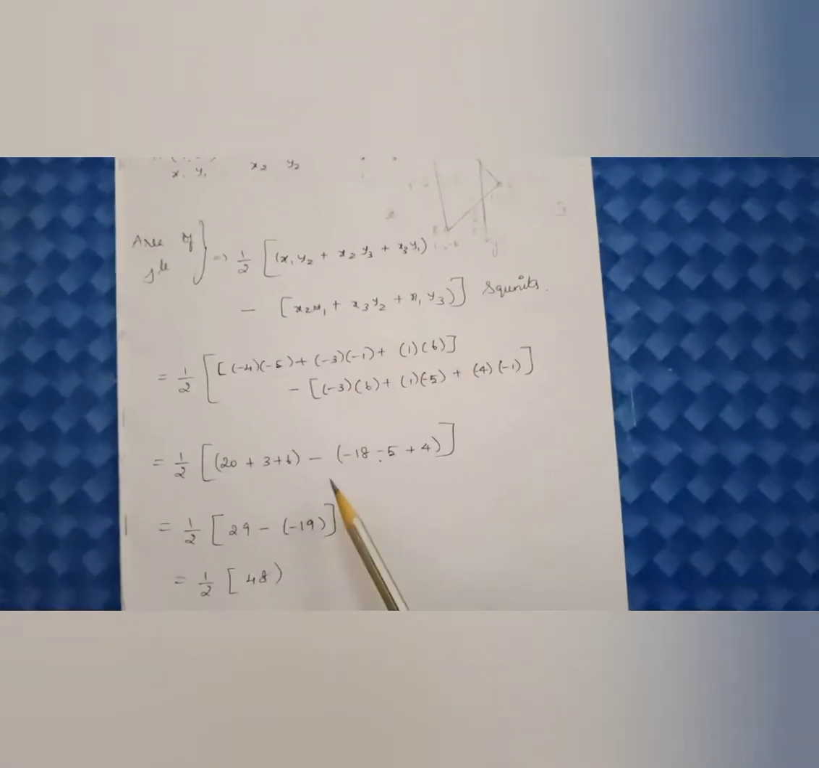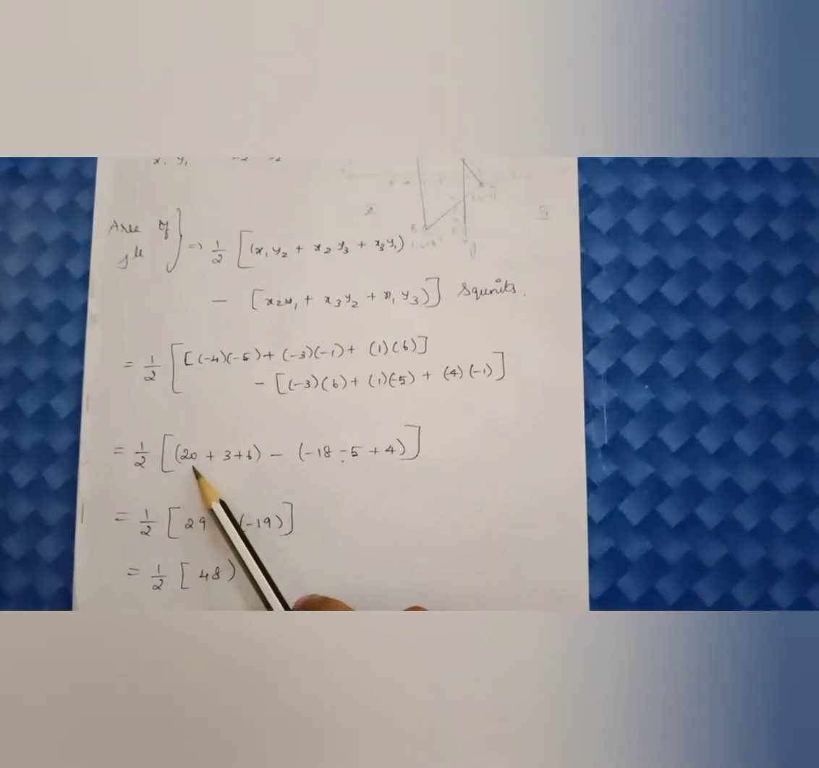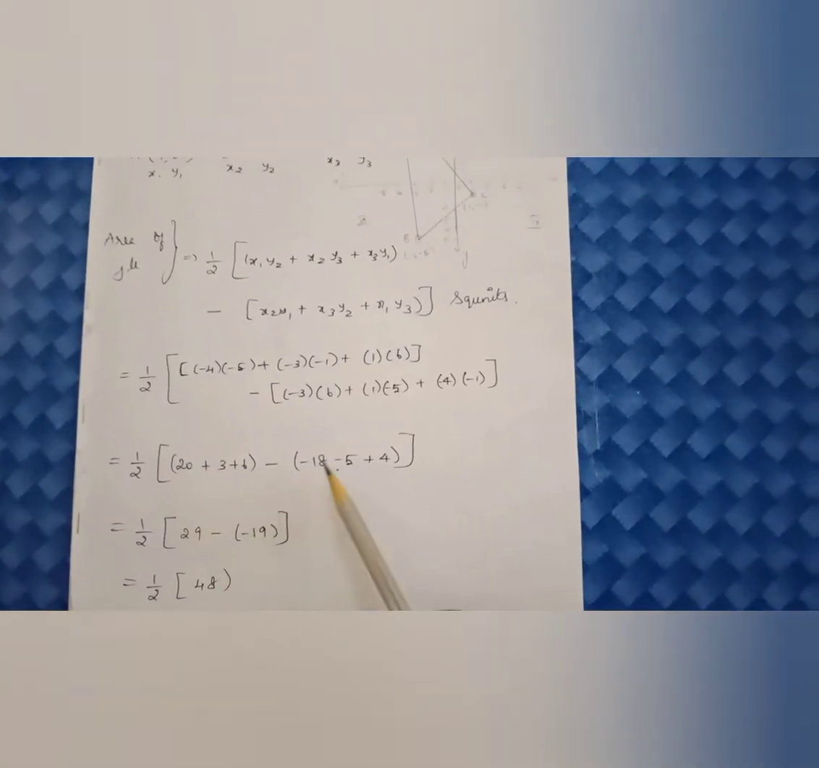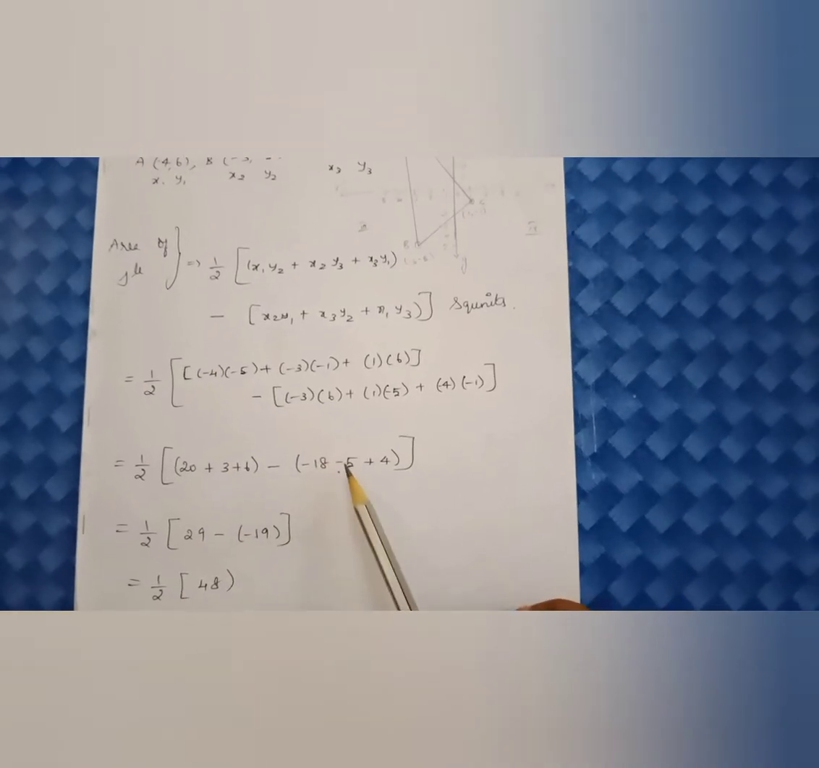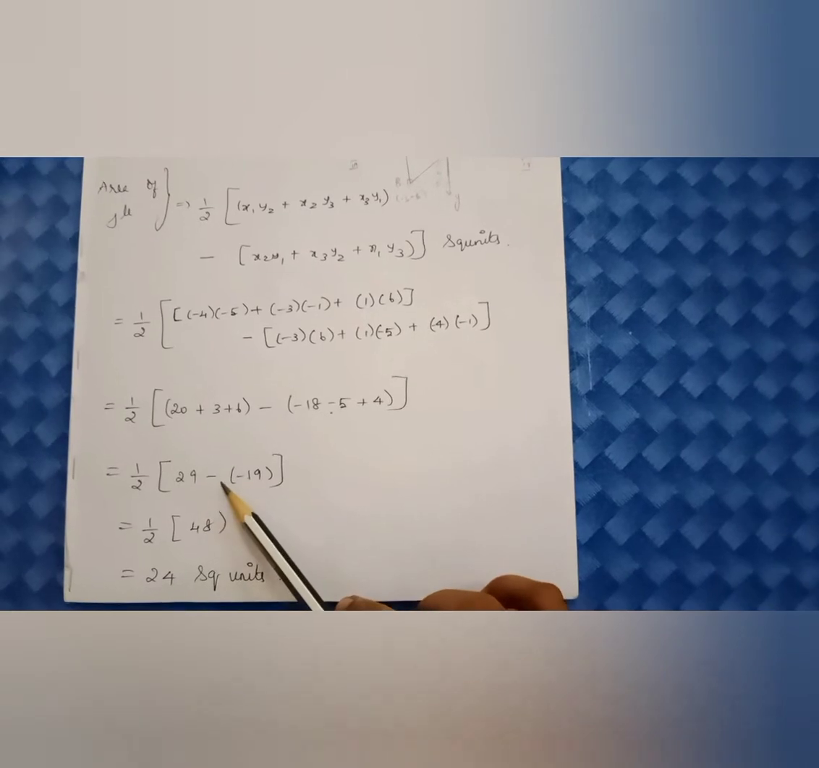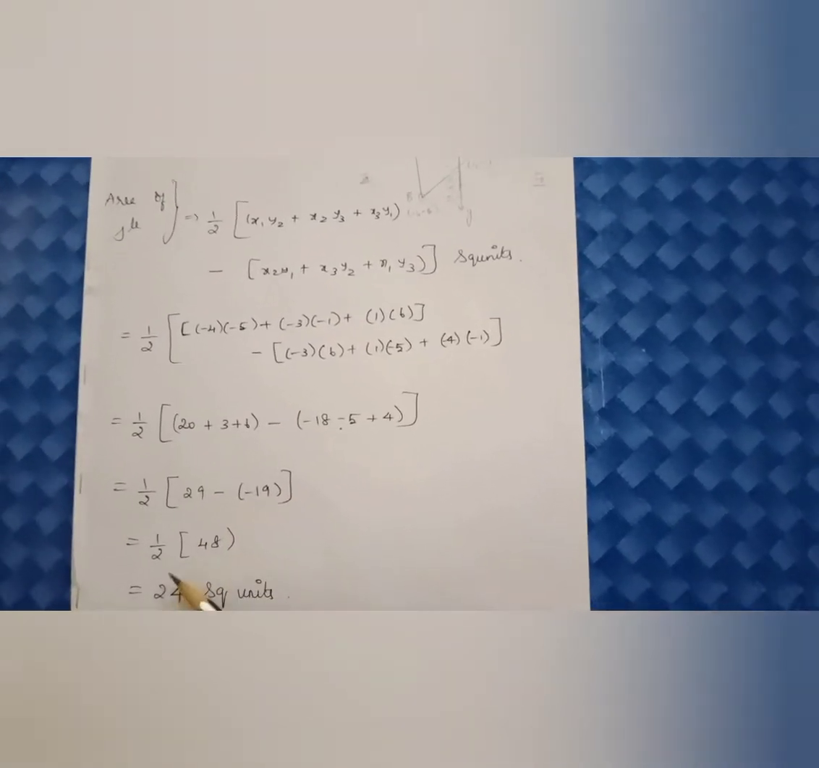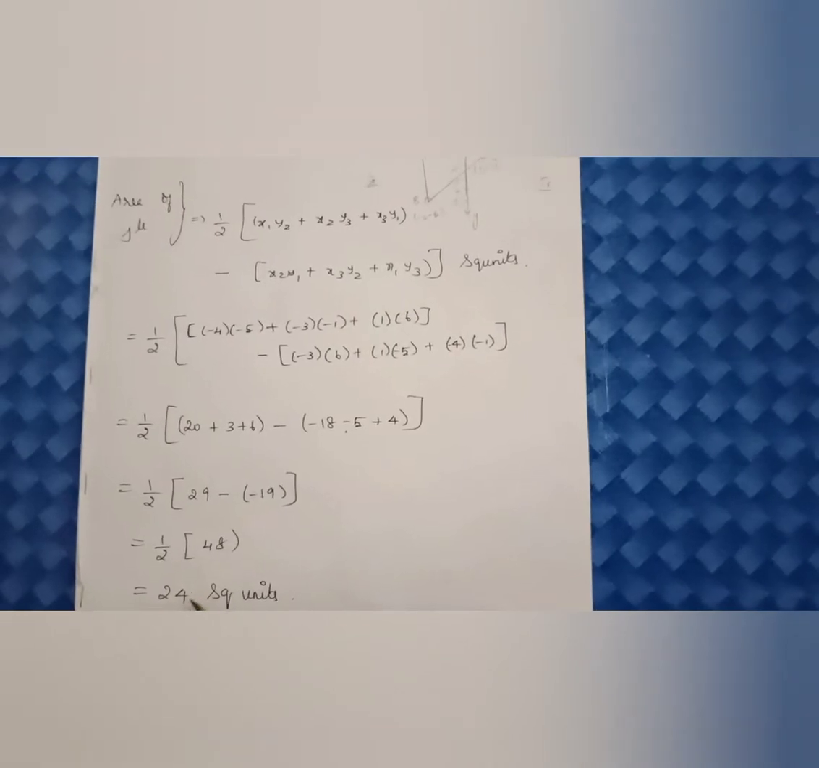So what happens over here? Half into, all the multiplication, the products you have to write, 20 plus 3 plus 6 minus of minus 18 minus 5 plus 4. So I am getting half into 29 minus of minus 19, which is nothing but half into 48. So when I divide, I get 24 square units.